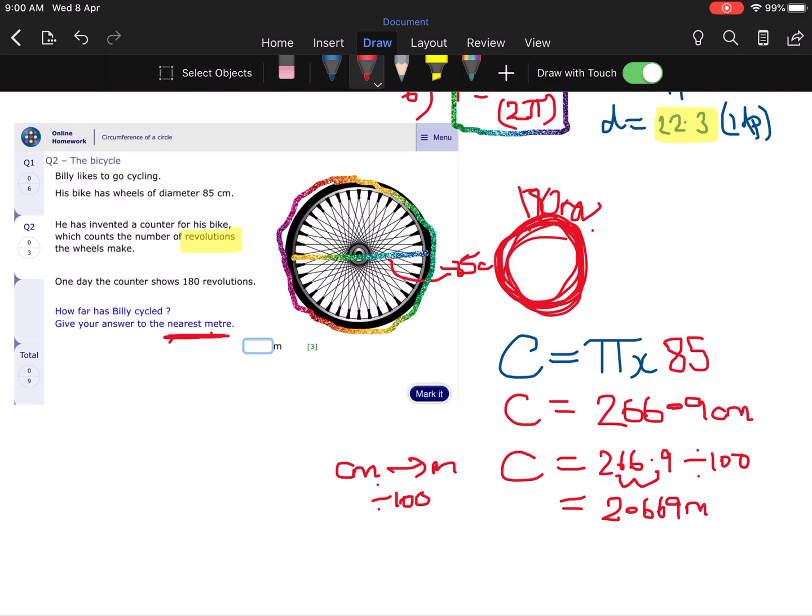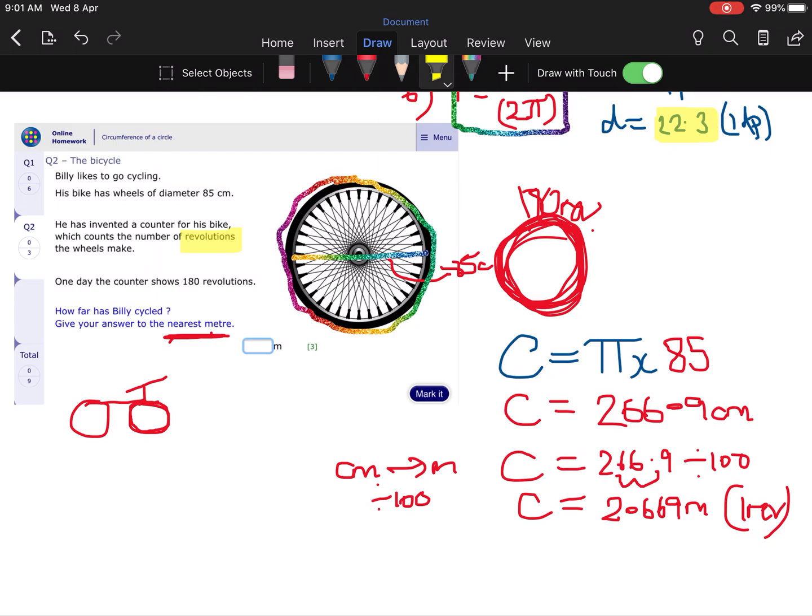So now that is in meters. But I'm not finished yet. That is just one revolution. That's if his wheel goes 1 time round. So if he goes out on his bike and his wheel goes round once, he would only travel 2.669 meters. But we don't want it for just once.